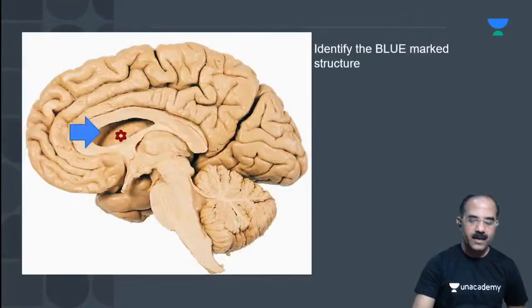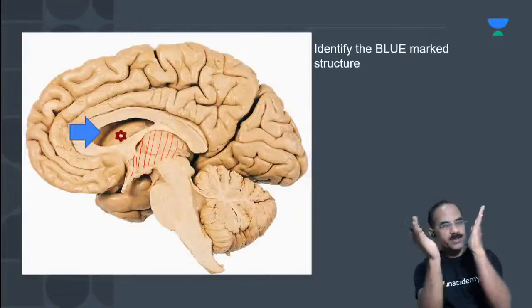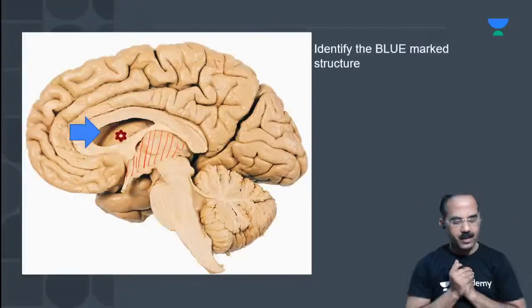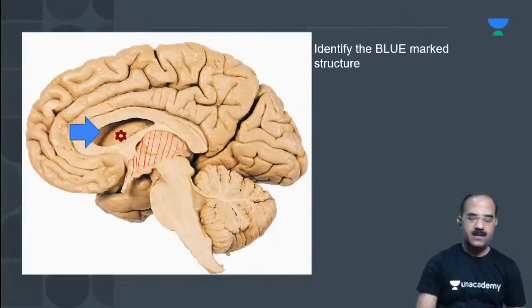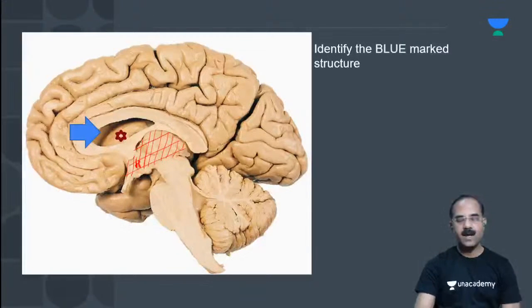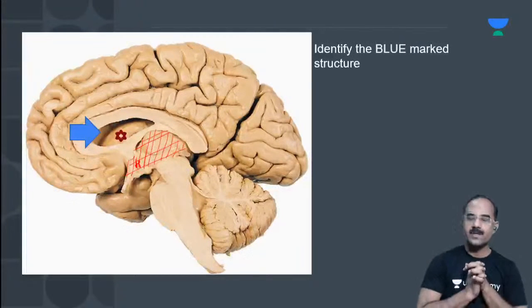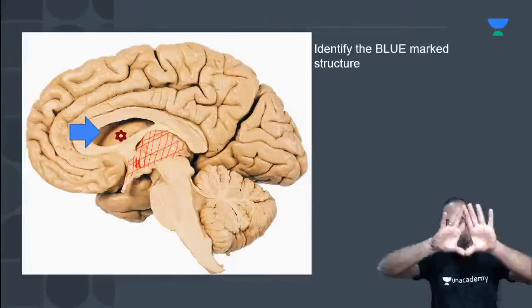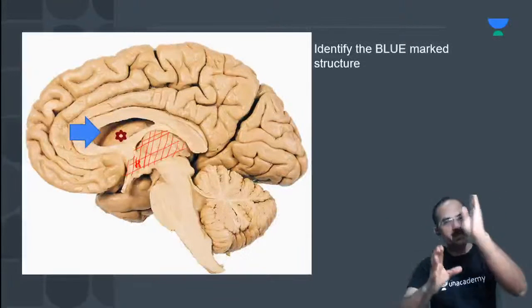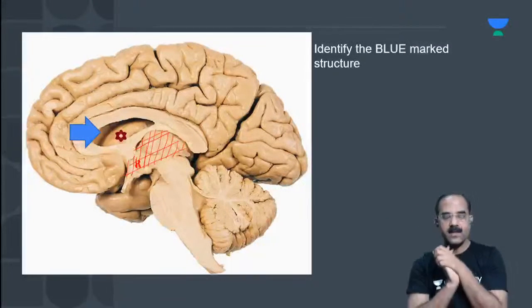Now you tell me, if that's the thalamus here, what is this cavity here? If I draw a cavity here between the two thalami, what is the cavity there? The one below the thalamus is the hypothalamus, right? So what is this cavity between the thalamus and the hypothalamus? That's the third ventricle. Very good. So the third ventricle is between the thalamus and hypothalamus of either side.